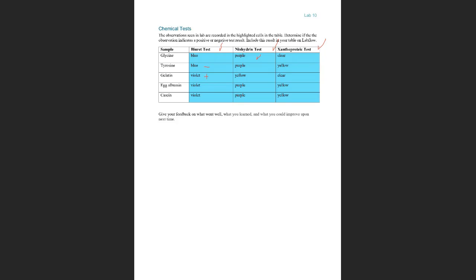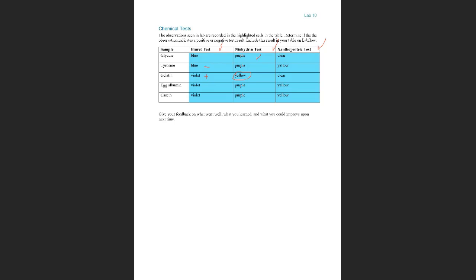A negative reaction will be colorless. The solution will be colorless. But in this case, we have a yellow. That is because some of the amino acids, for example proline, is a secondary amine and will give you a yellow color.